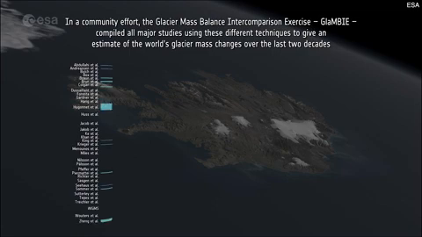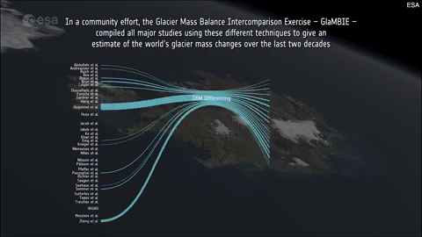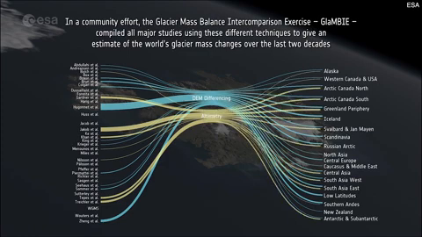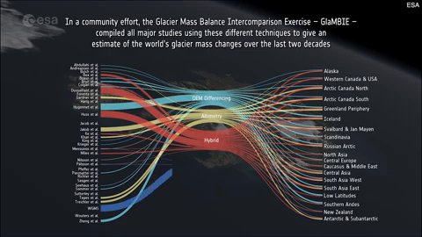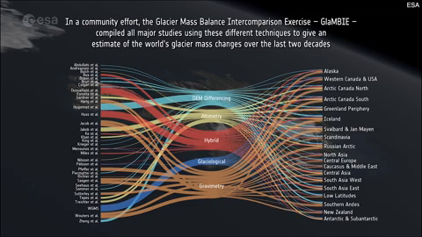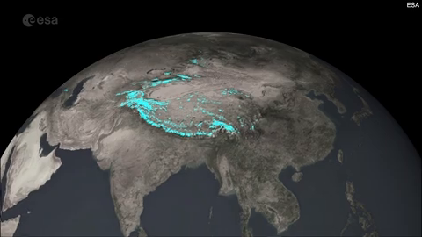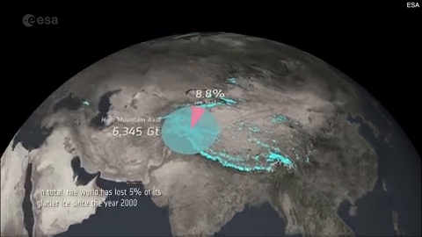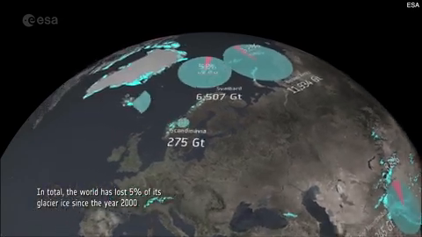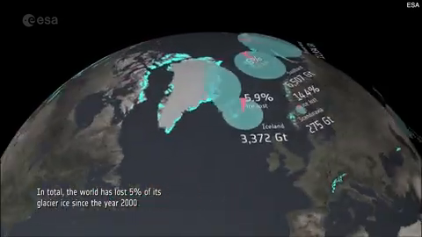In a community effort, the Glacier Mass Balance Intercomparison Exercise, GLAMBIE, compiled all major studies using these different techniques to give an estimate of the world's glacier mass changes over the last 2 decades. In total, the world has lost 5% of its glacier ice since the year 2000.